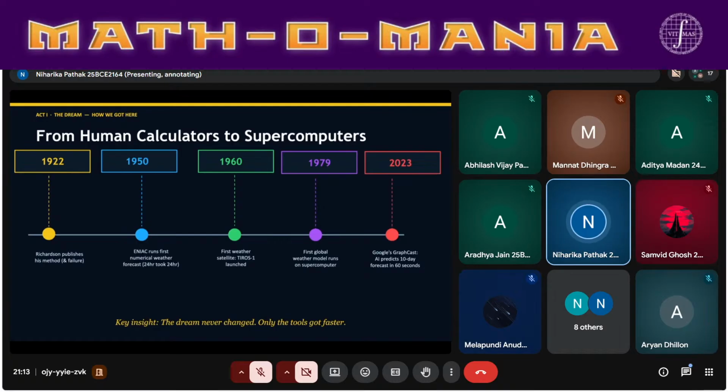In 1960, the first weather satellite goes up, TIROS 1. We can now see the Earth from space. First global weather model runs on a supercomputer. And then 2023, Google's GraphCast AI model predicts a 10-day forecast in just 60 seconds. So the same equations that Richardson was working with, just with incomprehensibly more computing power. So as you see, that dream never changed. The modern tools just finally caught up to that.